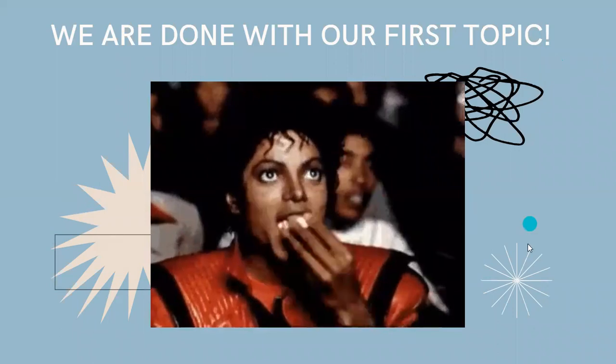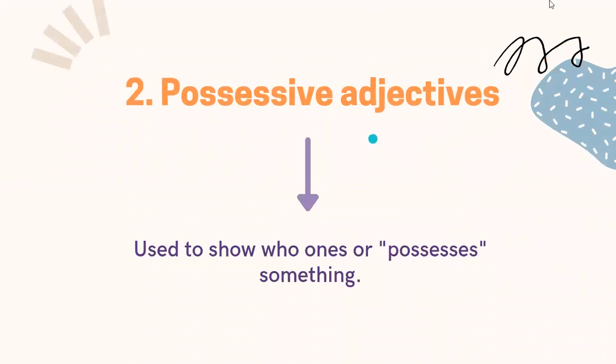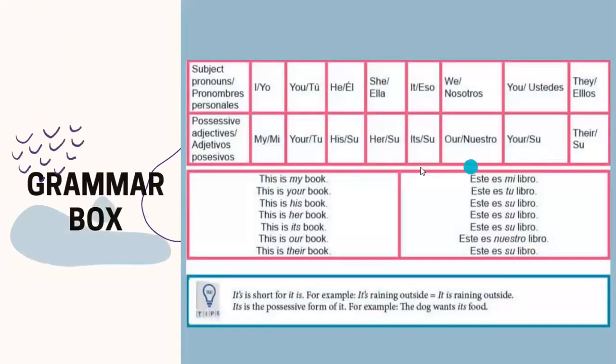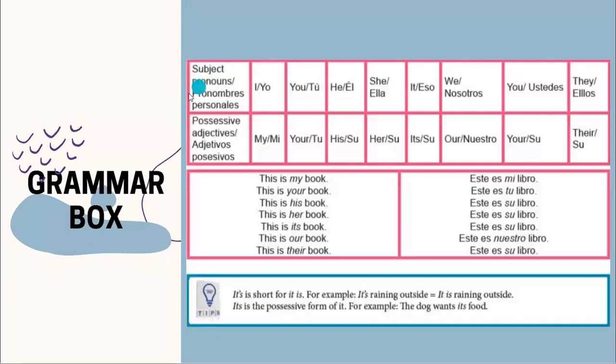We're done with our first topic, so now we're going to see possessive adjectives. So possessive adjectives are used to show who owns or possesses something. We're going to study this grammar box where we have the subject or pronouns, pronombres personales, and we have the possessive adjectives, adjetivos posesivos. For each subject pronoun, we're going to have a respective possessive adjective. For example, I, the possessive adjective would be my, yo, me, and so on.